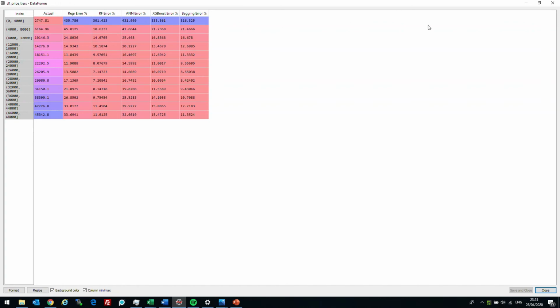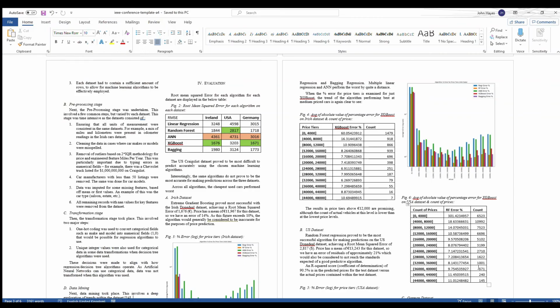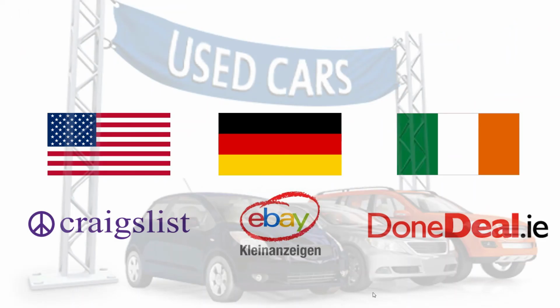We have it here for all of them. When we look at the root mean squared error of all of the algorithms on all of the countries, there is a clear trend. Artificial neural networks perform the worst, quite similarly to linear regression, and random forest, extreme gradient boosting, and bagging tend to perform quite similarly and relatively well. All in all, this project was an interesting exploration in the potential of using machine learning algorithms to predict the prices of used cars and for other purposes too.